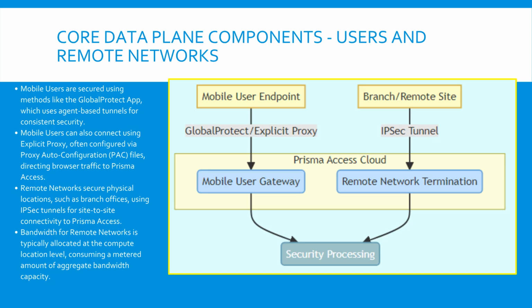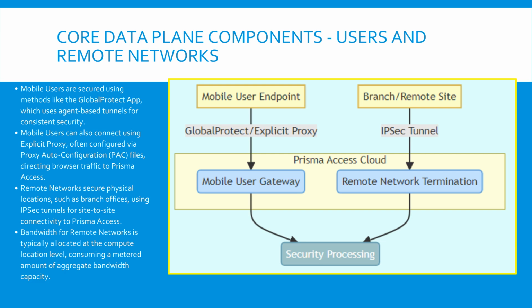Both the mobile user gateway and the remote network termination funnel traffic into the security processing component inside Prisma Access. The security processing layer applies consistent, advanced threat prevention and inspection to all traffic flows, regardless of whether they originated from an individual user or a fixed site. The use of both agents and tunnels allows Prisma Access to protect diverse environments effectively.